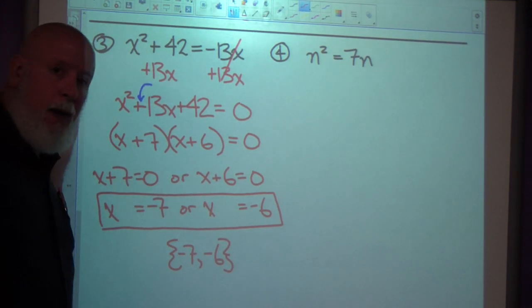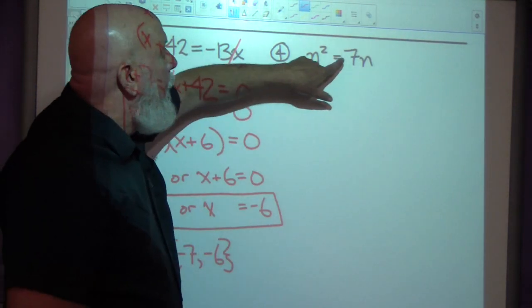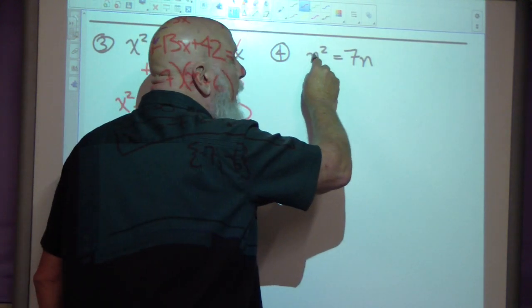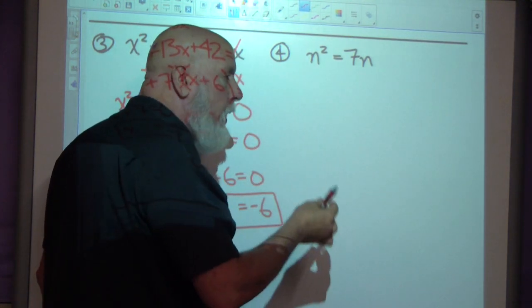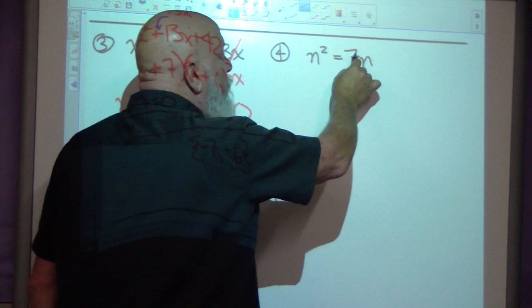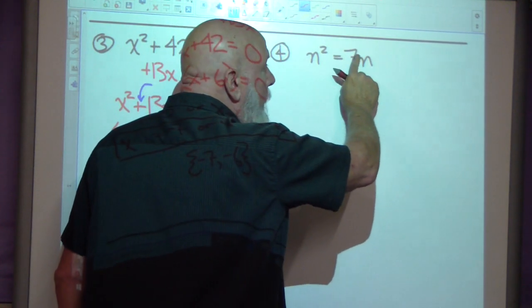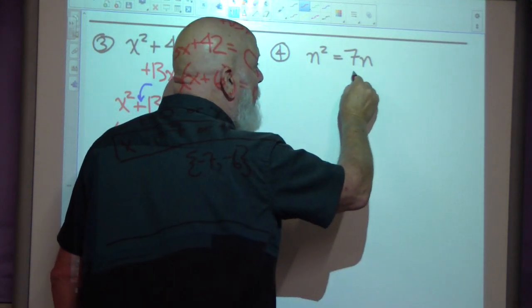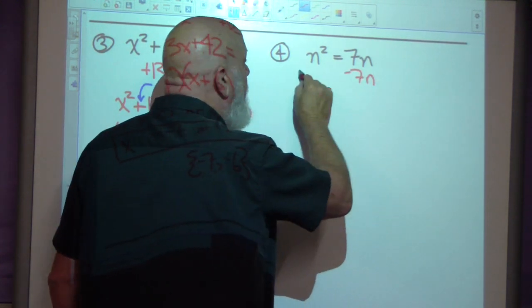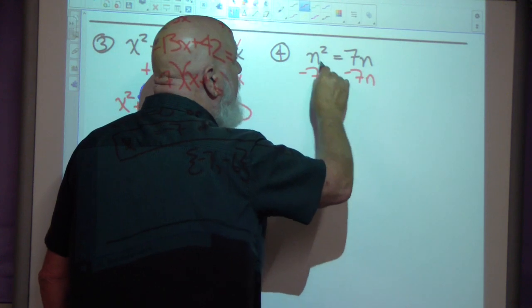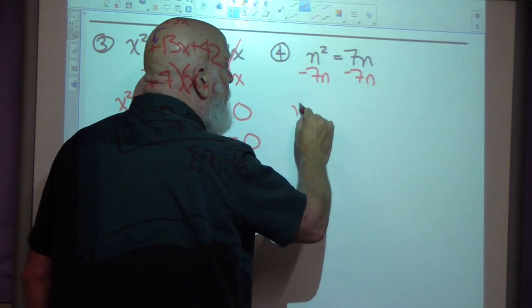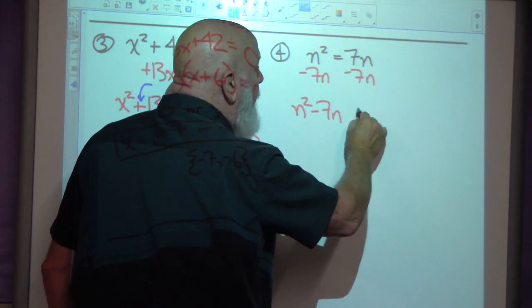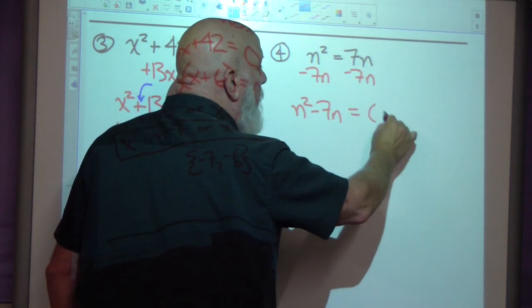Okay? Let's take a look at one more. Here's a quadratic equation that only has two terms, and I want to keep my quadratic term, that's the term that's raised to the second power, positive. So I'm going to subtract 7n from both sides because that will turn this side into 0. I want one of the sides to be 0. So I'm subtracting 7n, rewriting my equation. I got n squared minus 7n on the left side of the equation. On the right side of the equation is 0.